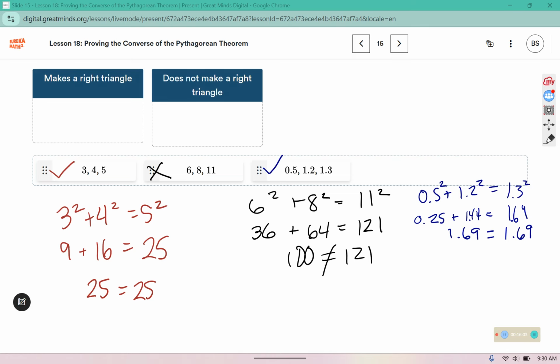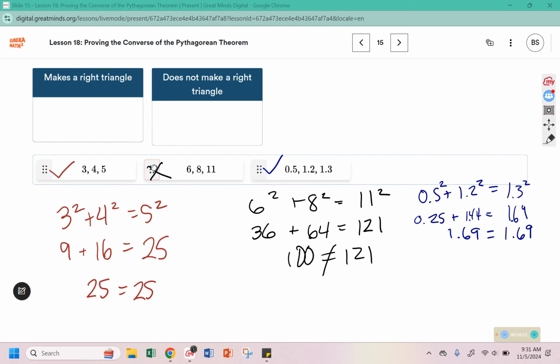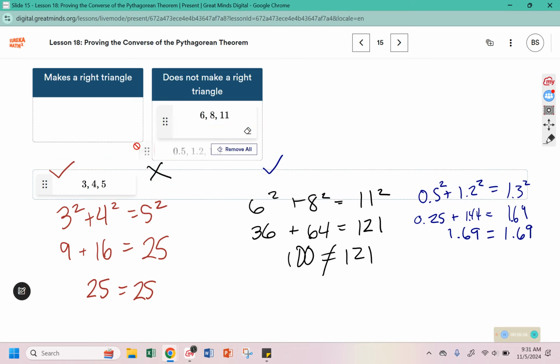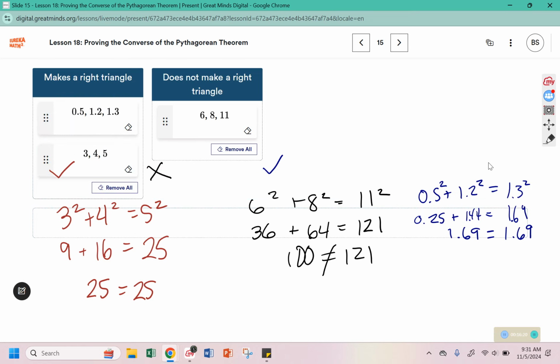So this one is a right triangle. Now let's sort those into their correct positions. This does not make a right triangle, makes a right triangle, makes a right triangle.